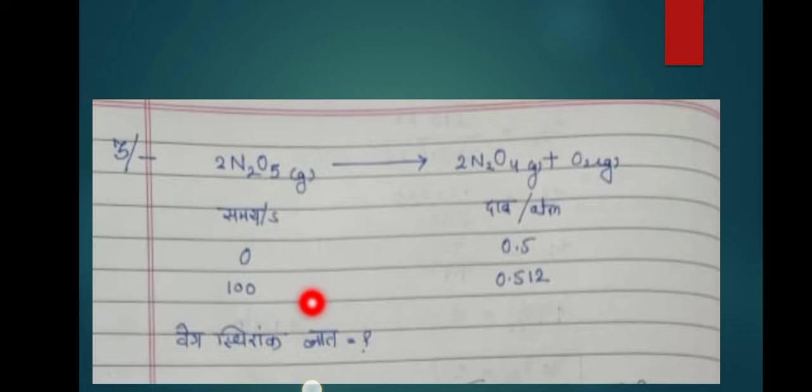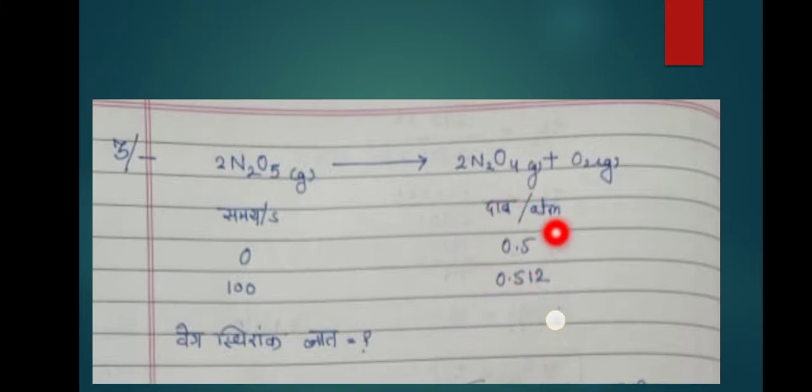Again I am repeating this question. We have a thermal decomposition of N2O5. This reaction follows first order kinetics, and at the initial state, at t equal to 0, the total pressure of the reaction mixture is 0.5 atm, and after 100 seconds the total pressure becomes 0.512. We have to calculate the rate constant K. If the pressure of N2O5 were given, this question would be very simple, but in this reaction the total pressure of the reaction mixture is given.